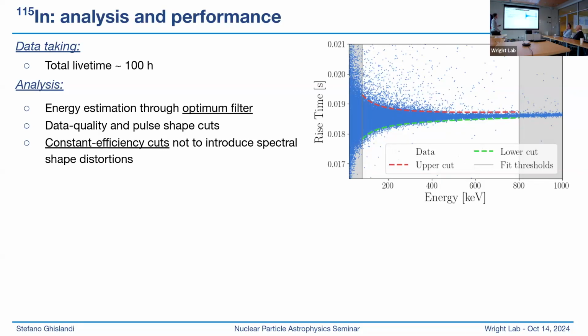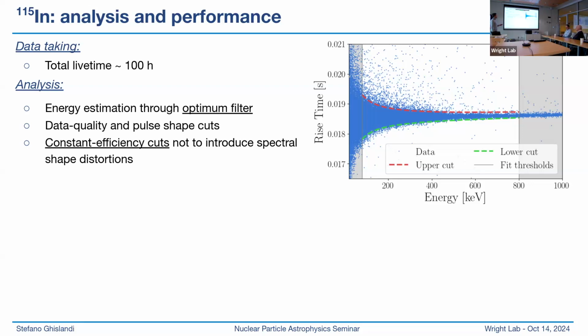The analysis is quite simple. For each thermal pulse that you trigger, you want to estimate the energy, which is in the end what goes into the final energy spectrum. We do this with the optimum filter, which is just a way to maximize the signal-to-noise ratio. Then we apply some other data quality cuts and pulse shape cuts. In this case, we needed to take particular care to apply constant-efficiency cuts with energy, because you don't want to introduce any distortion to the spectral shape, since you want to measure the shape of the spectrum.